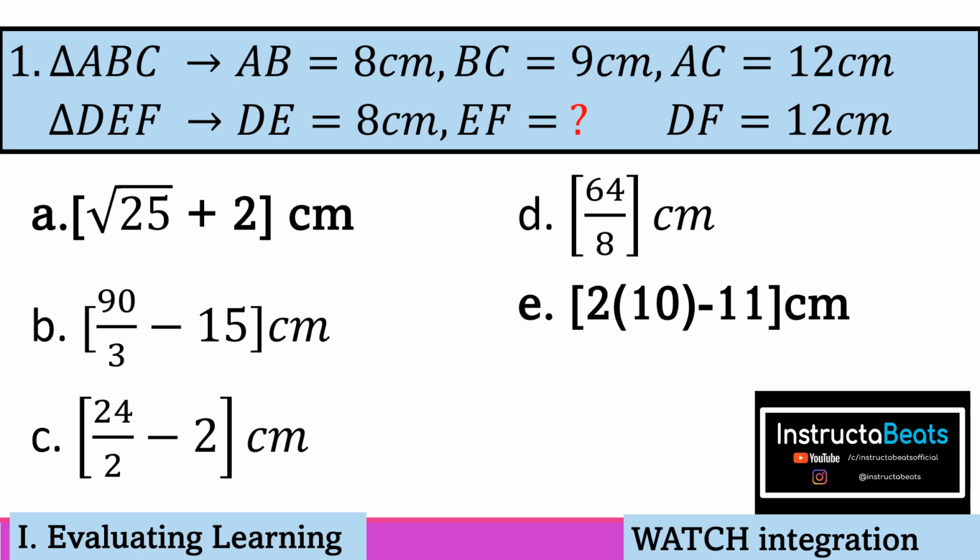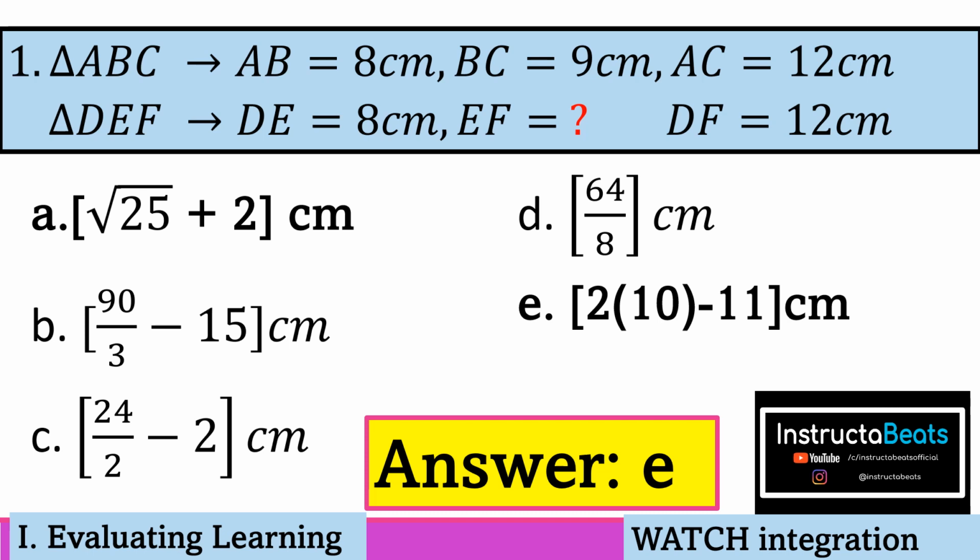Okay, time is up. What is the answer, students? Okay, it's letter E. Bakit kayo letter E? So, AB and DE are corresponding sides with a measure of 8 centimeters. AC and DF also are corresponding sides because they have equal measure, which is 12 centimeters. BC corresponds to side EF. So, ang measure ng BC is 9 cm. So, dapat 9 cm din ang side EF. So, alin kaya dyan sa choices? So, we have letter E. Bakit letter E? Because we have 2 times 10, 20 minus 11, that is 9. Kaya, letter E, 9 cm. Next.